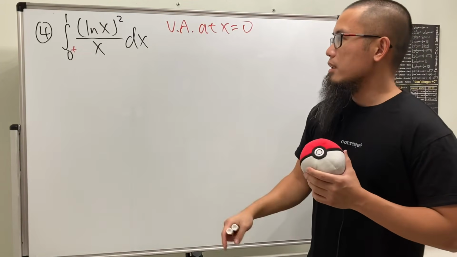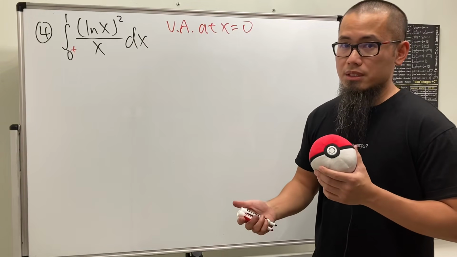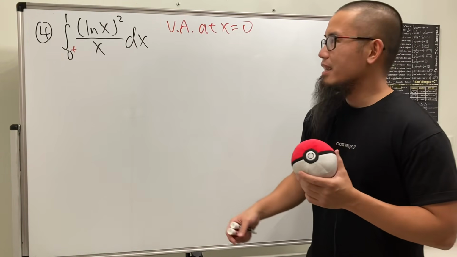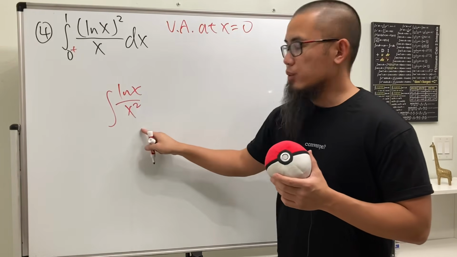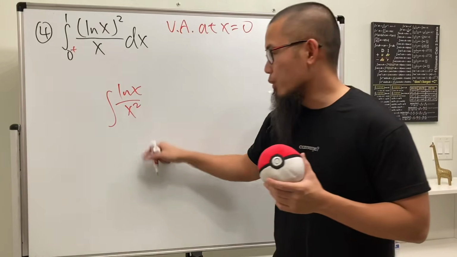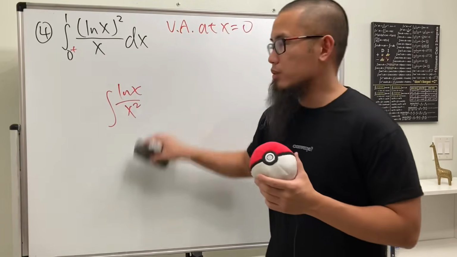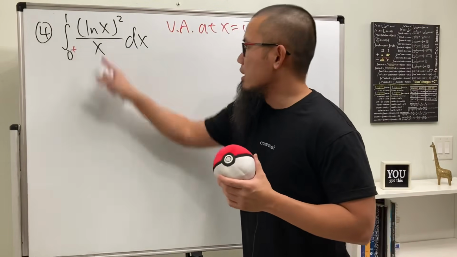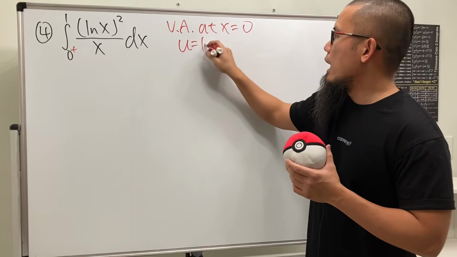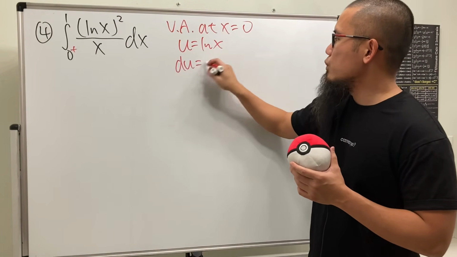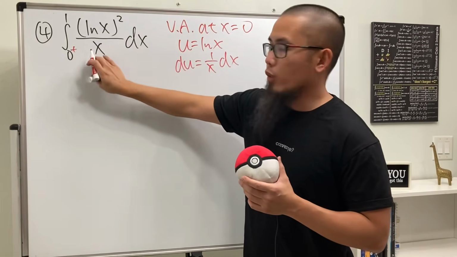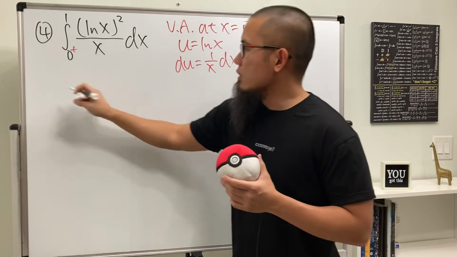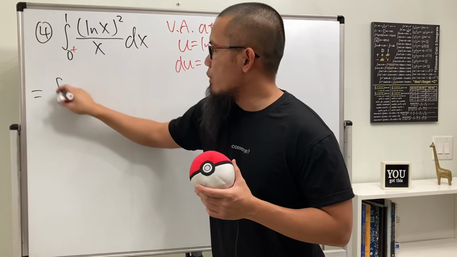And for this one, you do not have to use integration by parts. You can just do u-sub. If you have ln x over x squared, this integral, you know, it is integration by parts. But for this one, we can actually just do u-sub. Because we can let u equal ln x, and then du is just equal to 1 over x dx. And you see that we have the 1 over x dx already. So this right here is really just to integrate.